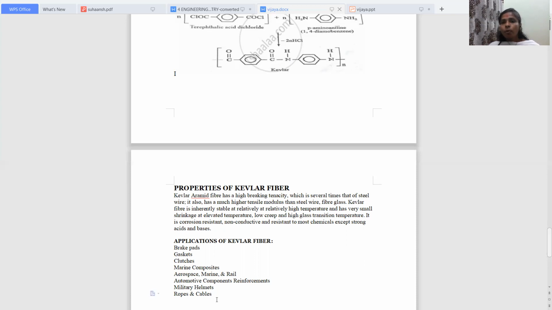So these are about the preparation, properties and applications of fibers, plastics and resin. With this, we have finished almost all the preparation, properties and applications. So only 2 or 3 topics are left in polymers. One is conducting polymers and another one is biodegradable polymers. So with that, we can finish the third unit.